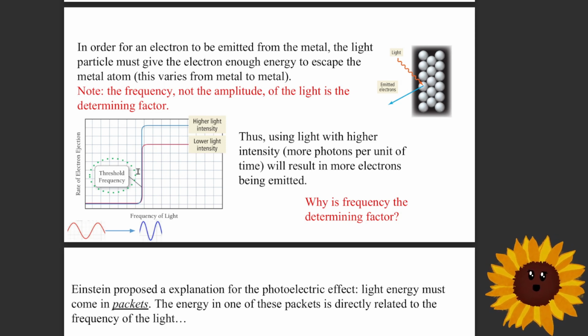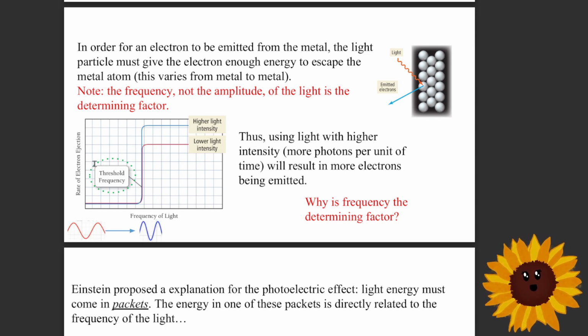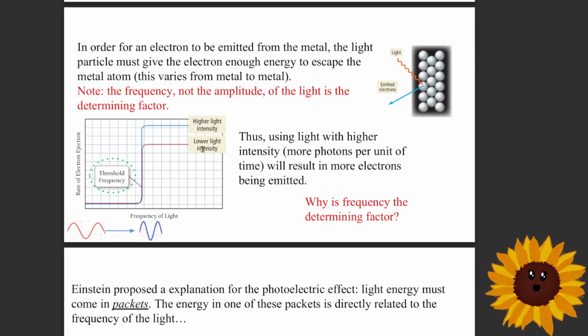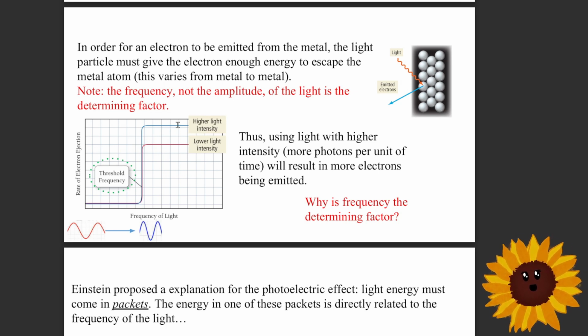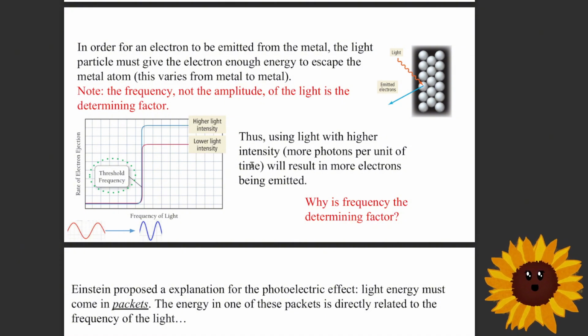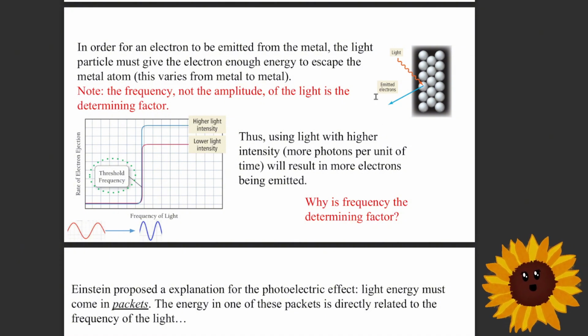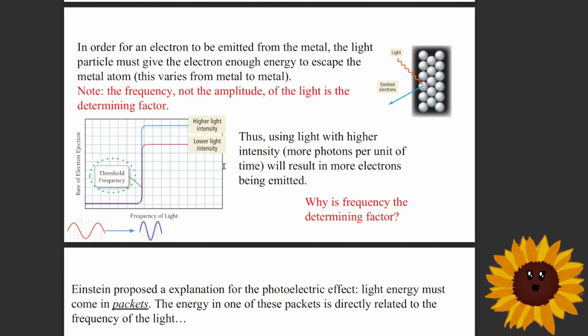Here we can see the threshold frequency and the rate of electron ejection. It's not going to be ejected that much with lower light intensity. With a higher light intensity, there are way more photons hitting that metal, more photons per unit of time, so more electrons are going to be emitted, or basically flown off of the metal atoms.